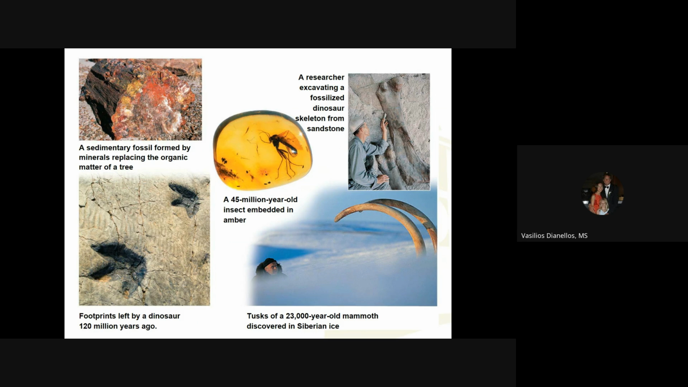All right. So here's some examples, and these are pictures from your old book. So here we see a 45 million year old insect, right, and that's embedded in the amber. Here's what I think most people think of as fossils. So you can see this person's excavating, he's digging it out. Here we have another good example. So what do you call that? Petrified wood is another good example. And then here we have some footprints left by a dinosaur 120 million years ago. And then at the bottom right, we have the tusks of a 23,000-year-old mammoth that was discovered in Siberian ice.